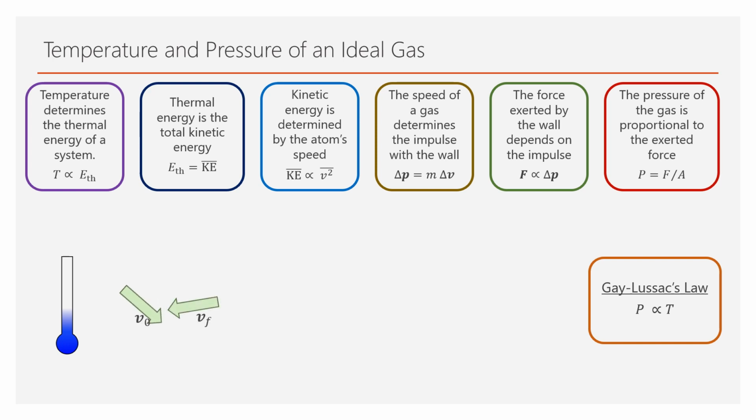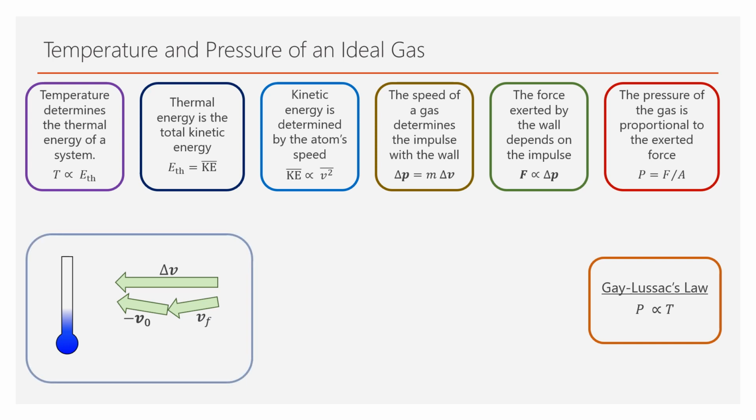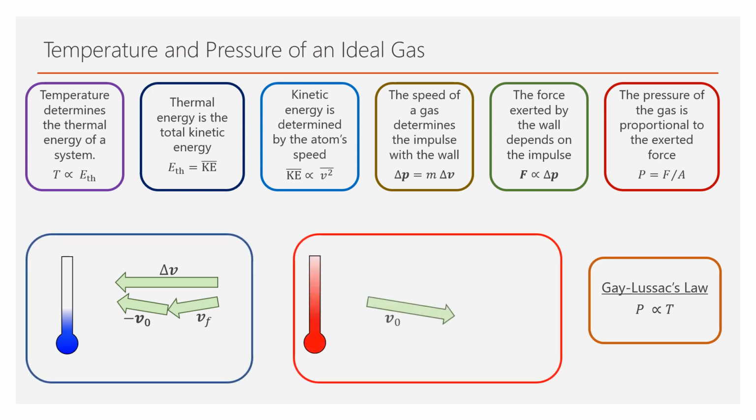We saw earlier that we can find the amount of impulse by looking at how the velocity changes. If the temperature of the gas increases, the velocity is higher, and so therefore the impulse is higher. So we come to the conclusion that the pressure increases as the temperature increases.